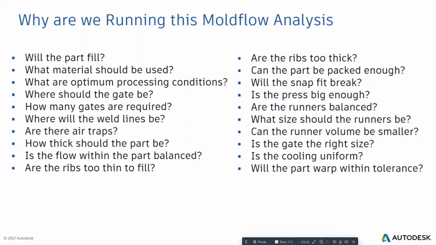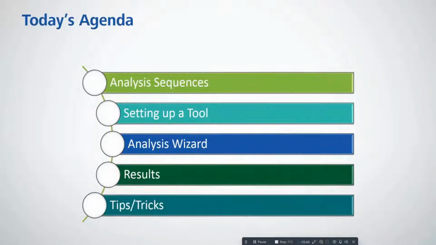Are the runners balanced? What size should the runners be? Can the runner volume be smaller? Is the gate the right size? Is the cooling uniform? Will the part warp within tolerance? Now, let's look at some of these things that you'll be encountering in the future as you use this software.